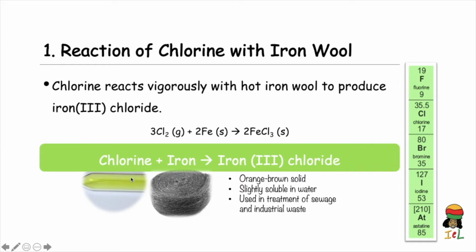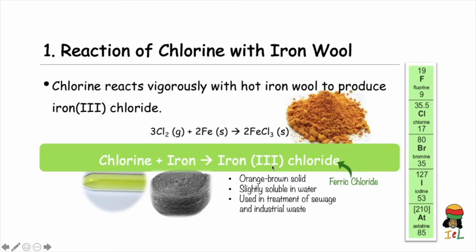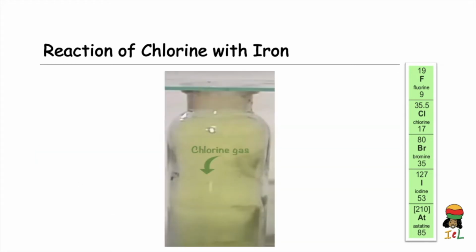Chlorine, a pale green gas, reacts with hot iron wool to produce iron 3 chloride, also known as ferric chloride. Note that iron 3 is also referred to as ferric. Iron 3 chloride is an orange-brown solid as shown in the sample. It is slightly soluble in water and it is used in the treatment of sewage and industrial waste. Let's watch a short video clip on the synthesis of iron 3 chloride.